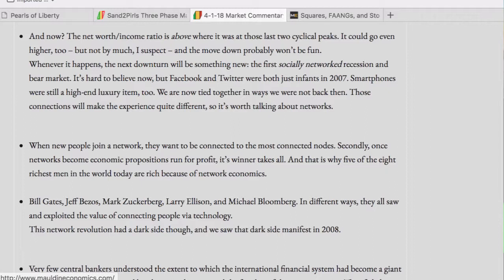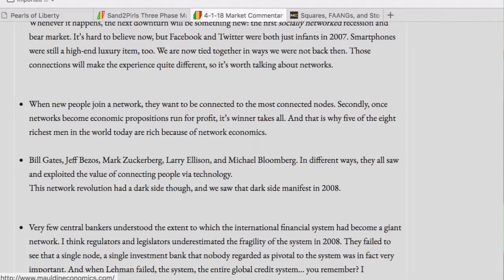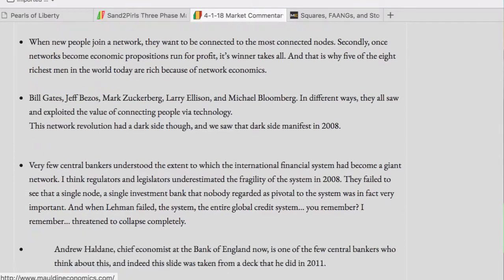Whenever it happens, the next downturn will be something new. The first socially networked recession and bear market. It's hard to believe now, but Facebook and Twitter were both just infants in 2007. Smartphones were still a high-end luxury item too. We are now tied together in ways we were not back then. Those connections will make the experience quite different, so it's worth talking about networks.